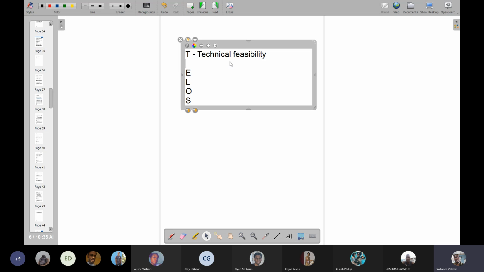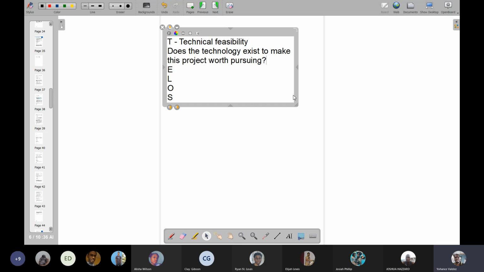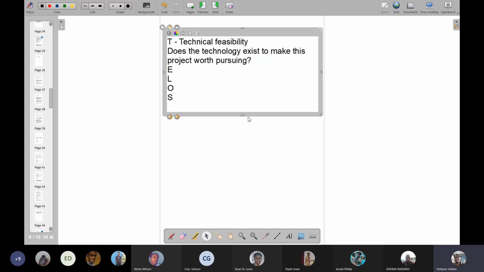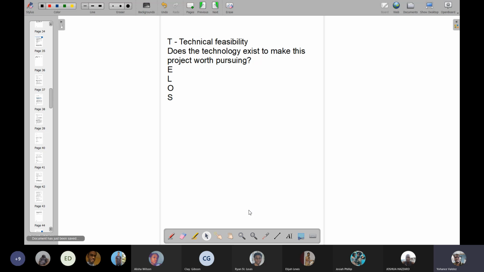So when we say technical feasibility, we ask, does the technology exist to make this project worth pursuing? That's basically what we're asking there. Does the technology exist to make this project worth pursuing? And if it doesn't, maybe we have to look at developing the technology or even learning the technology, because we might want to do it, but we don't even know if the technology exists.